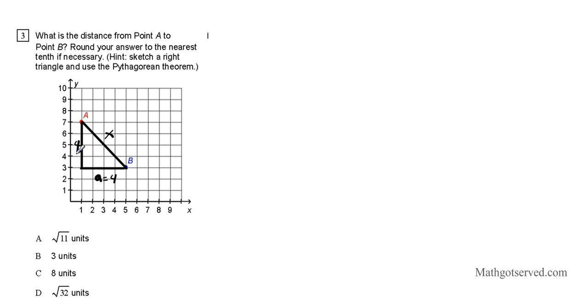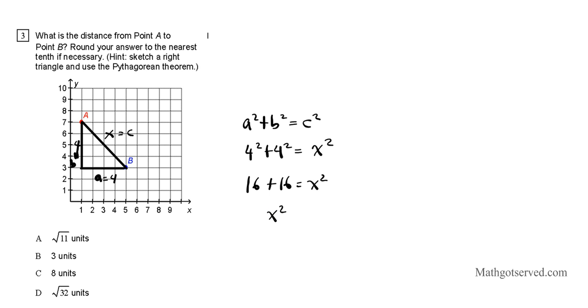We'll call this B, and then this is C, right? So we're going to use A squared plus B squared equals C squared to find out what C is. We're going to use 4 squared plus 4 squared. C is x, so equals x squared. 4 squared is 16, 4 squared is 16, equals x squared. So let's switch it around. x squared equals 32. Take the square root of both sides. x equals the square root of 32, and your answer is B.